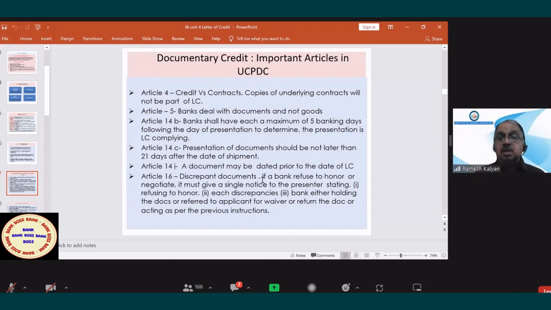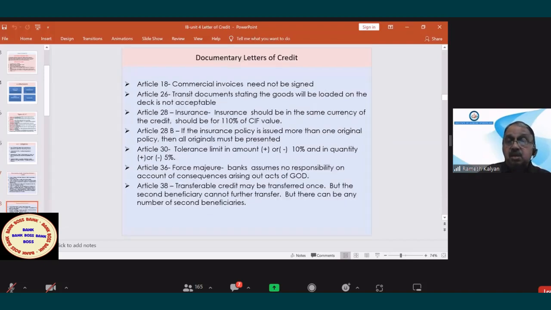Article 16 says any discrepancies they have to state immediately via SWIFT. They can say this is discrepant and we are not paying, or they are holding for referring to the party, or they can say we will do as we have done earlier. Whatever they have decided regarding the payment, they have to inform within 5 days. That is very important. Suppose they return the document and the refusal of payment comes after 5 days, then they have to make the payment.